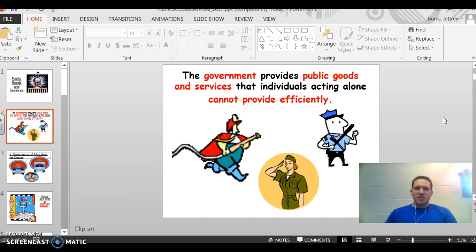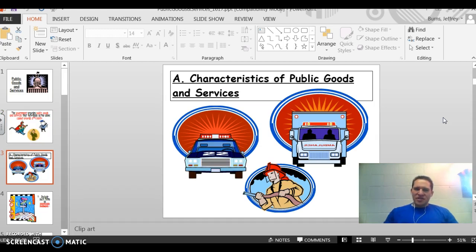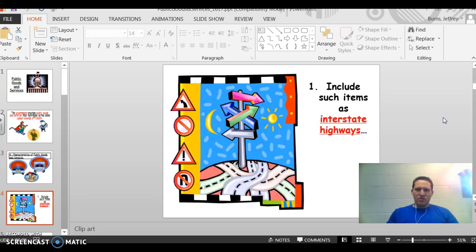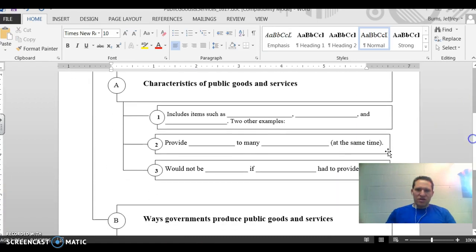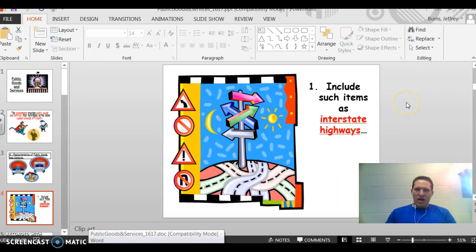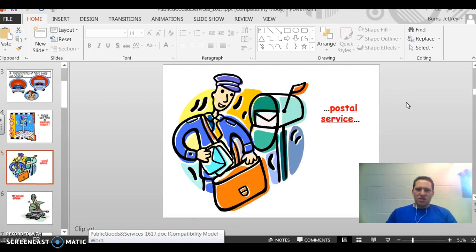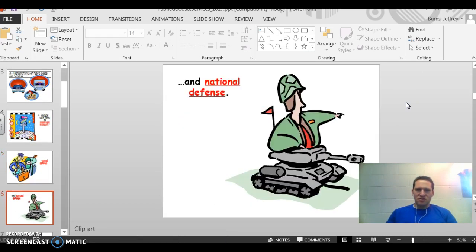All right, so here are the characteristics of public goods and services, which is letter A, and there are going to be 3 bullets going down. Number 1, you're going to write this right where it says number 1 on your note sheet: they include items such as interstate highways, the postal service, and national defense. Those are a few examples of public goods and services that the government provides that everyone's going to benefit from.